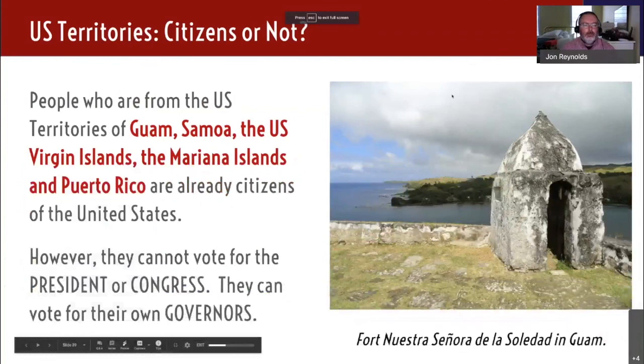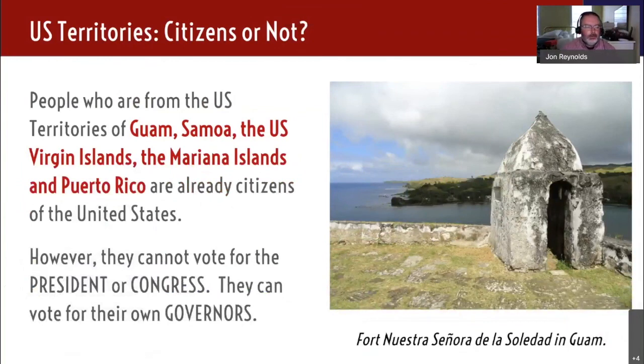Okay, so people who are from the United States territories of Guam, Samoa, the U.S. Virgin Islands, the Mariana Islands, and Puerto Rico are already citizens of the United States. So again, people from Puerto Rico, if they were born in Puerto Rico, they're a citizen of the United States. If they're born in Guam, Samoa, any of those territories, they are citizens. However, if they live in those places, they cannot vote for president or for Congress. So keep in mind, they have some of the rights of citizenship, but not all of them.